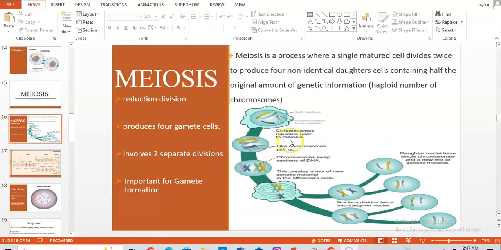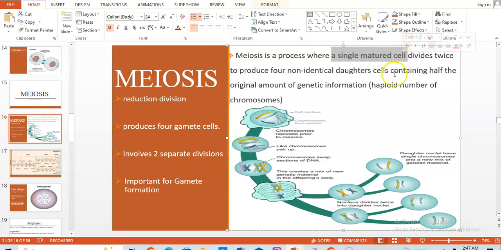Alright, so what's meiosis? That's the first question we are going to ask ourselves right now. Meiosis is simply a process where a single matured cell, it must be a matured cell, must have attained its maximum size, and will have its normal constituents. All cellular constituents must be intact. Although there are some cases where the cells don't get to maximum size, like the case of labile cells, which we talked about, that are going through continuous division. So let's look at this case where you have a matured cell that divides.